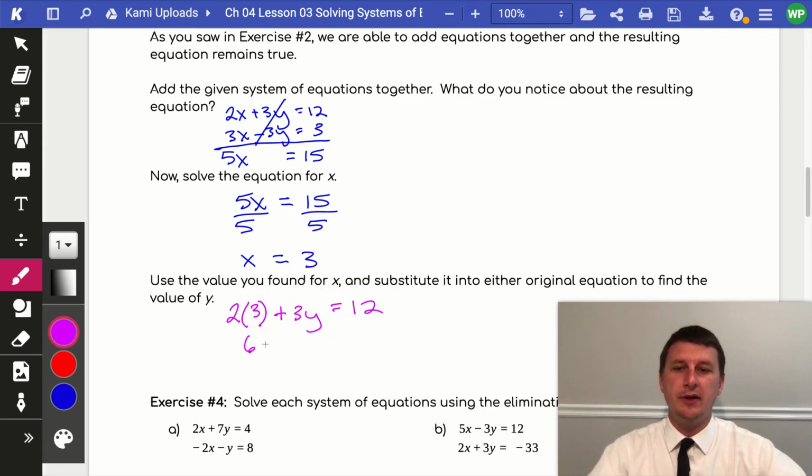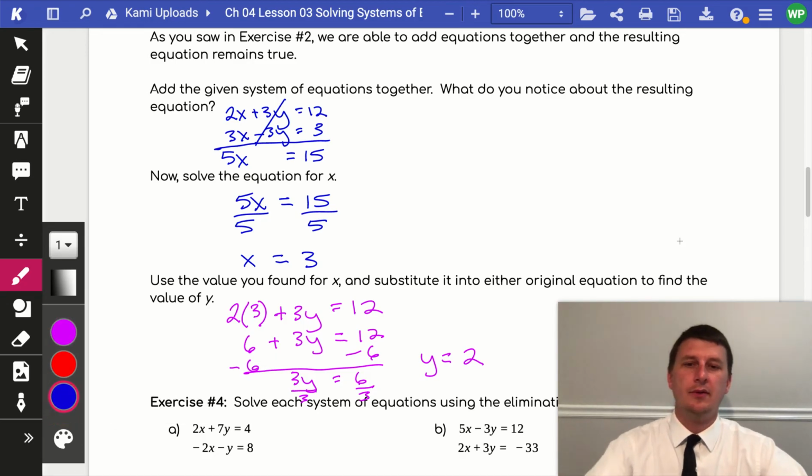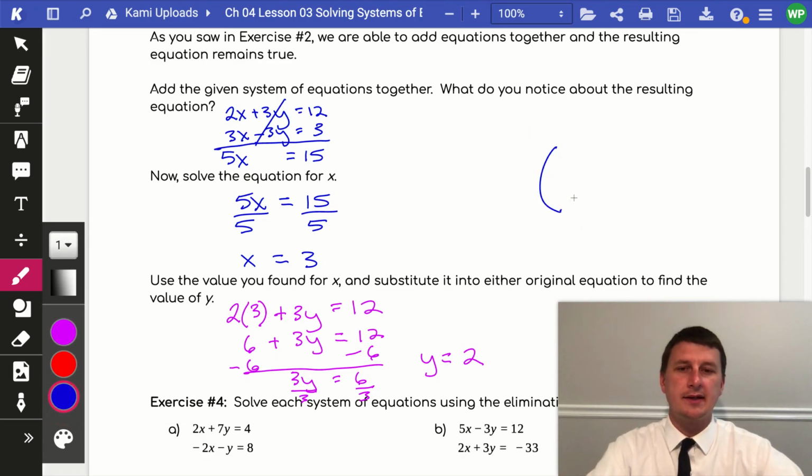2 times 3 will give me 6, plus 3y is equal to 12. And I'm going to subtract 6 from both sides of my equation, and I'll be left with 3y is equal to 6. When I divide by 3 on both sides, I'm going to get y value equal to 2. And now I have an x value and a y value. So these two lines are going to intersect at (3, 2), because I have an x value of 3 and a y value of 2.